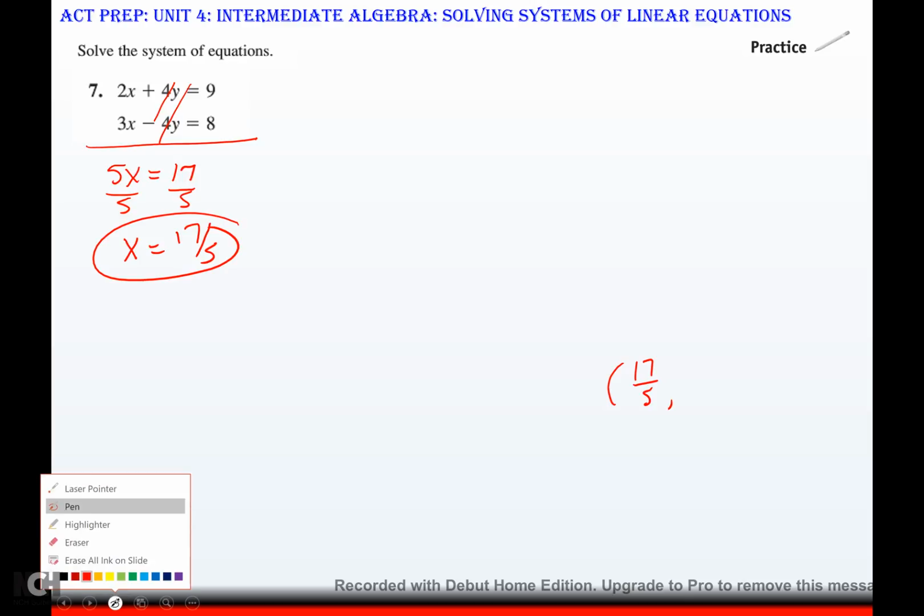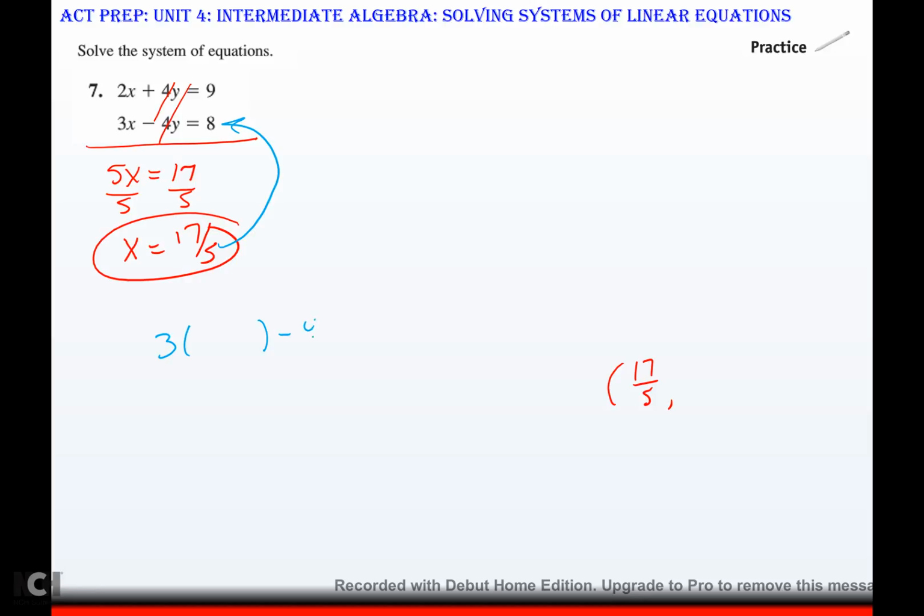To get the y, I'm going to substitute that into either of the equations. I went to the bottom one. So I have 3 blank minus 4y equals 8. And I'm going to plug in my 17/5 there. I know we all hate fractions, so distribute the 3 first, and I will get 51 over 5 minus 4y equals 8. Now I can kill the fraction by multiplying everything by the denominator, 5.